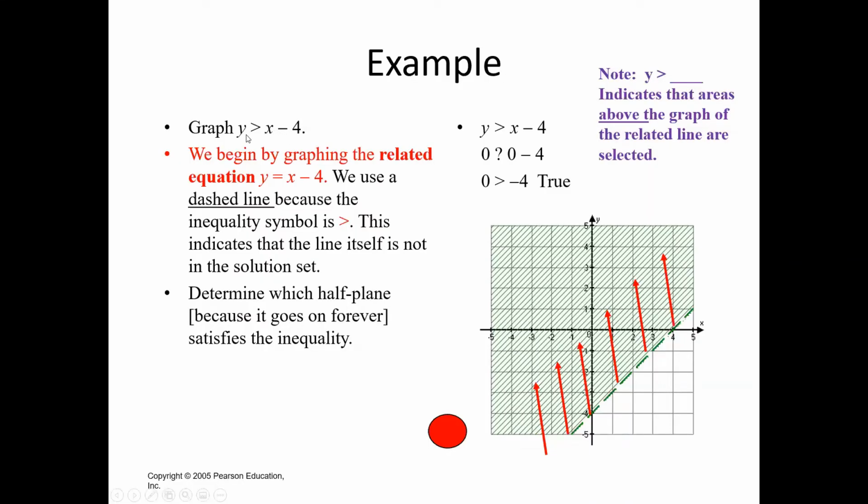Here we've got the equation y is greater than x minus 4. Now, since this is in y equals mx plus b format, notice if y is greater than whatever the equation is, that's going to indicate that areas above the graph of the related line are also included. In other words, any point you picked out up here would produce a true value for this equation.